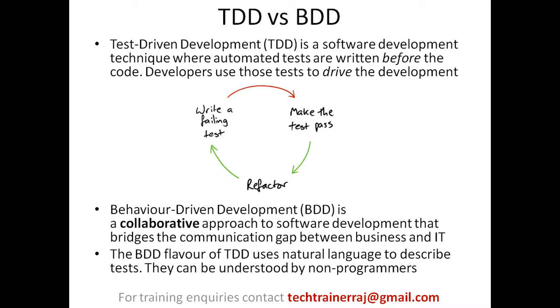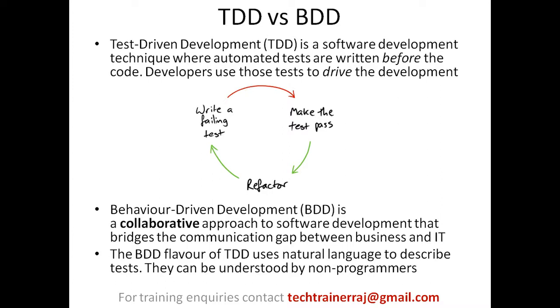In the traditional approach, the coding is done first and then the test case is written. But in TDD approach, write a test case first and write the code in such a way that that test case passes. So this will help in building robust applications. Let us look at what is BDD.